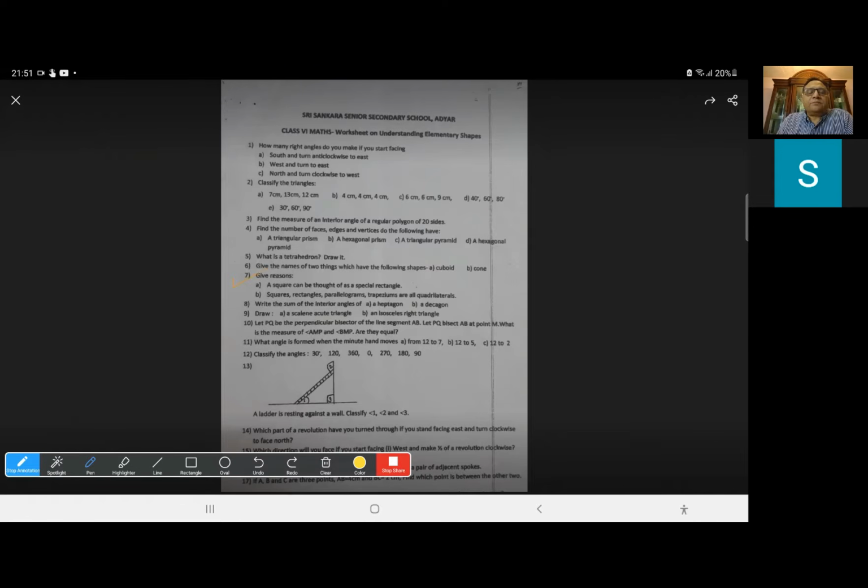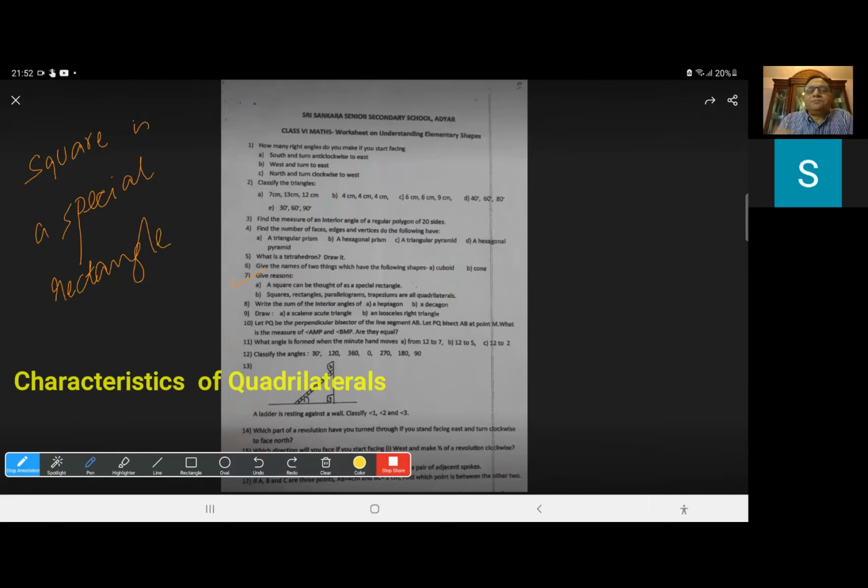Give reasons. Question number 7. A square can be thought of as a special rectangle. Tell me. Yeah, because there are some common properties between square and rectangle. So what makes it a special rectangle? Because they both have equal sides. Instead of having two sets of equal sides, a rectangle with all equal sides is a square. You get the idea, right? Okay, next question. 7b.